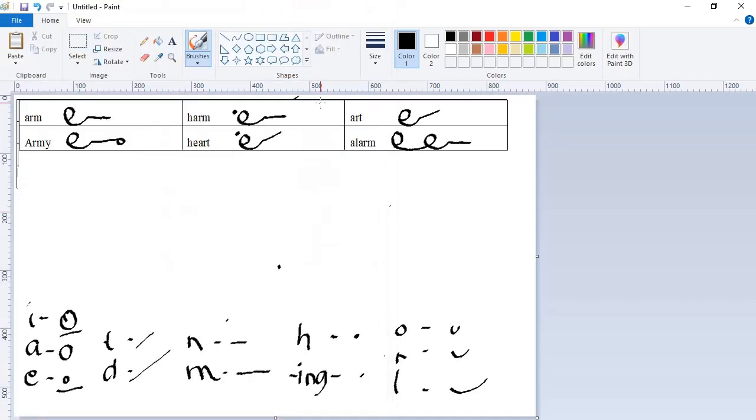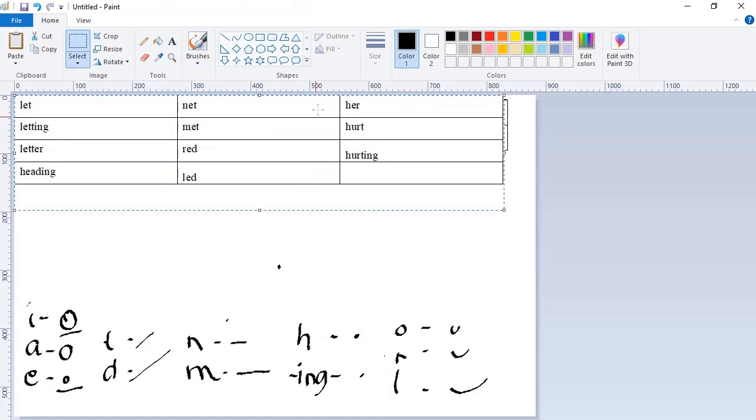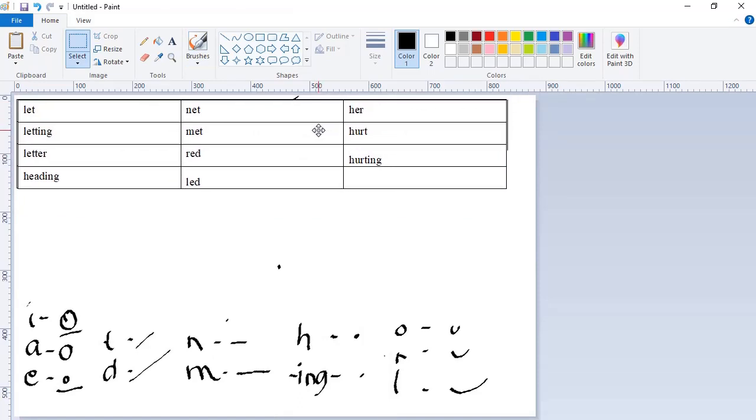Kapit mga kapatid, malapit na tayong matapos. So, here are the words that have yung ating tinatawag na E sound. So, first, we have let. Let. We have L, E, T. Let. Letting. We have L, E, T, ing. Letter. We have L, E, T, R. Heading. We have E, D, H, and then your ing.